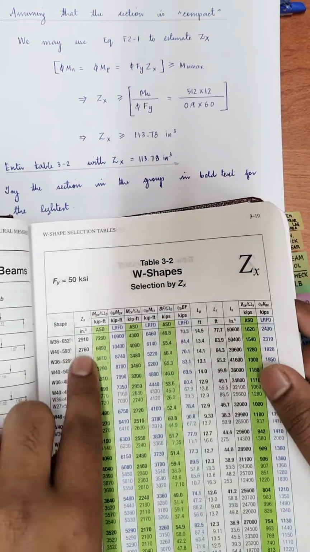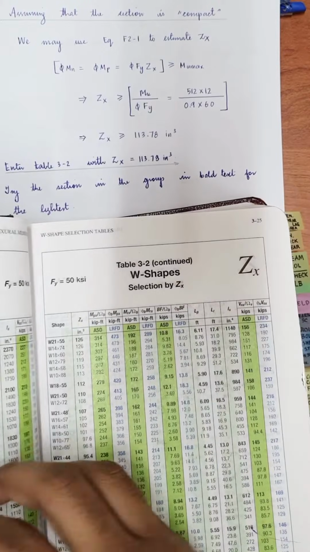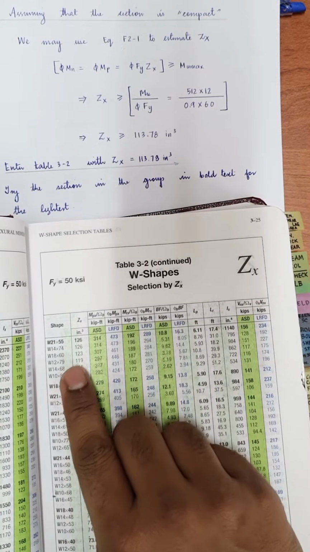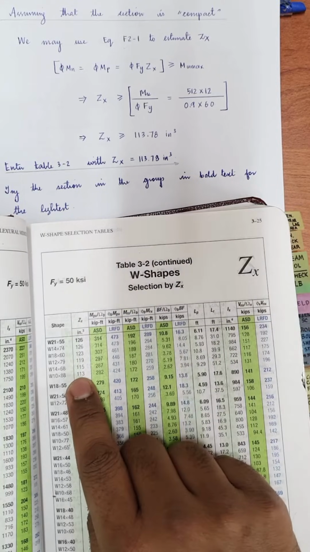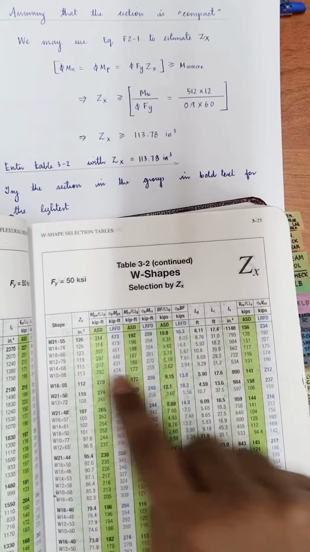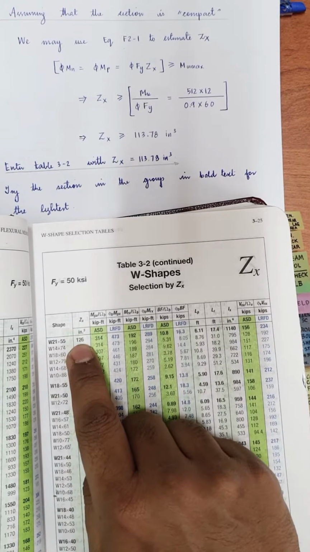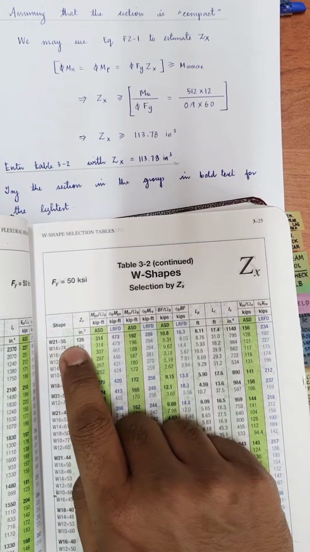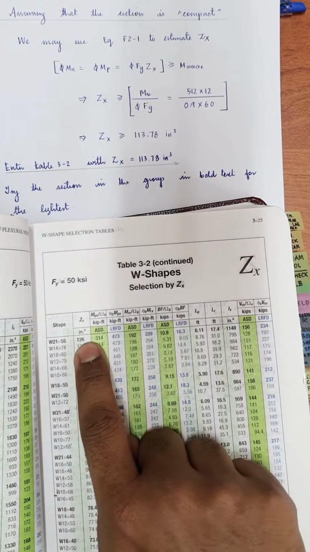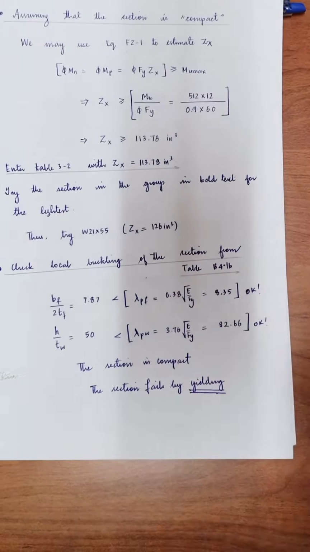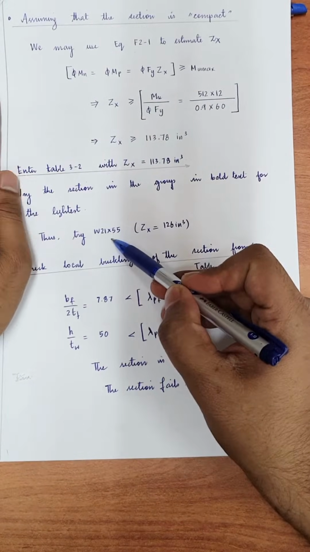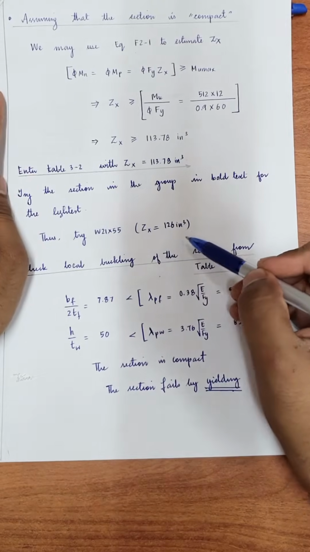So if you observe, the Zx values are very high here. We need to go down until we reach 113. You see 113 is right over here. But as we discussed, this is a group, and the section in bold is the lightest section. So we need to take W21 by 55. So we try W21 by 55 with Zx equal to 126 inch cube.